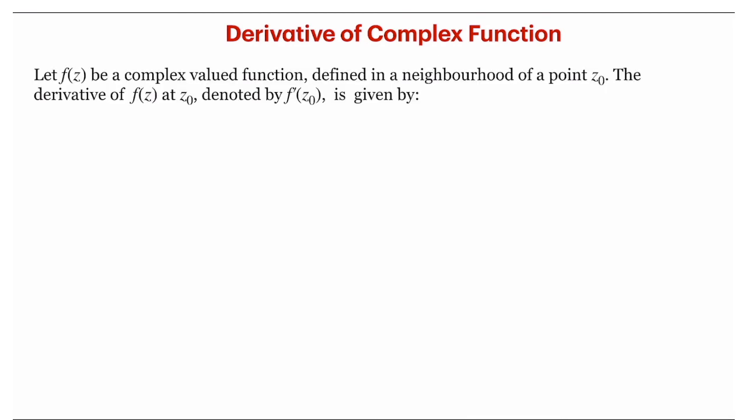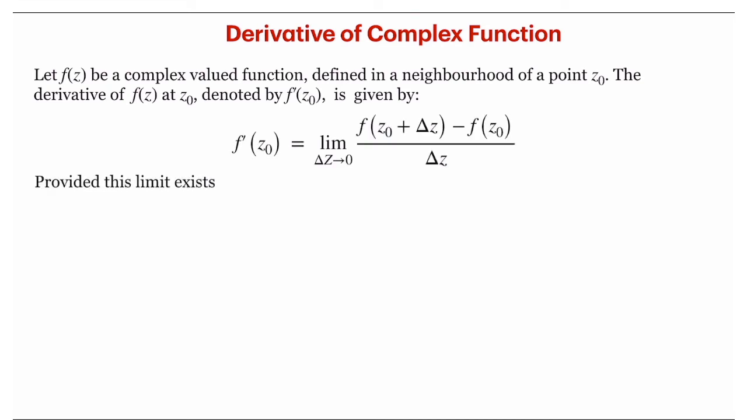In order to do any physics, we need to have derivatives, or calculus, done on the function. So here let us define the derivative from the first principle. Let f(z) be a complex valued function defined in the neighborhood of point z0. The derivative of f(z) at z0, denoted by f'(z0), is given by f'(z0) equal to the limit as delta z goes to 0 of [f(z0 + delta z) minus f(z0)] by delta z, provided this limit exists.